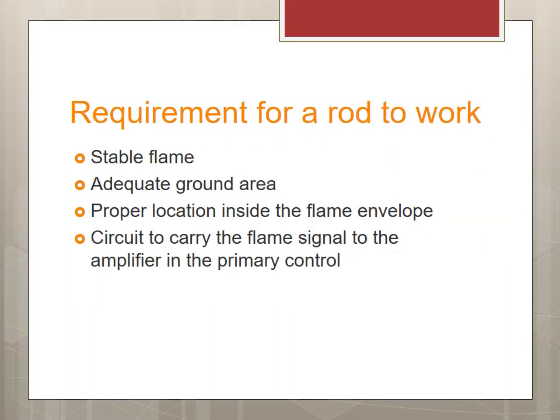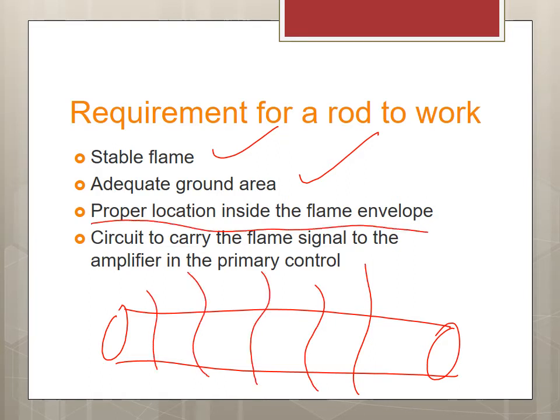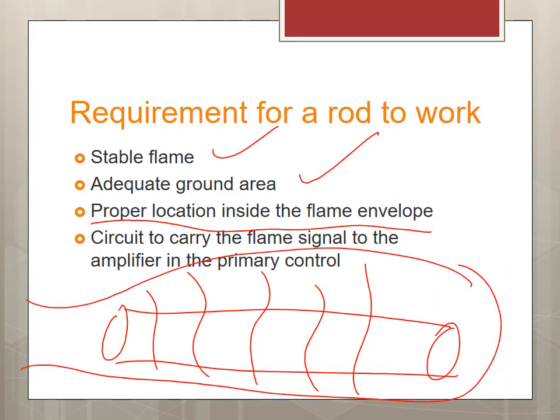What are the requirements for a flame rod to work? We need first a stable flame. It has to be stable. Adequate ground area. It has to be large. And so if this is my flame rod, they go all the way up to 30 inches. So we need the flame to go through it so we can detect the ions. Proper location inside the flame envelope, meaning this has to be inside the flame, not outside. It has to be engulfed by the flame.